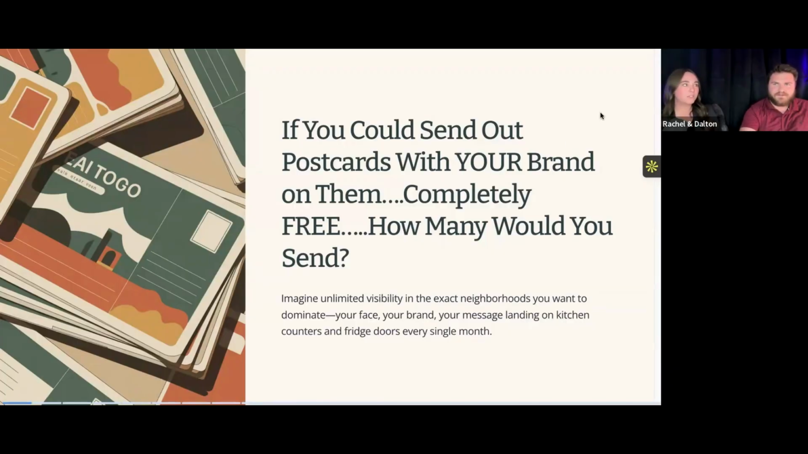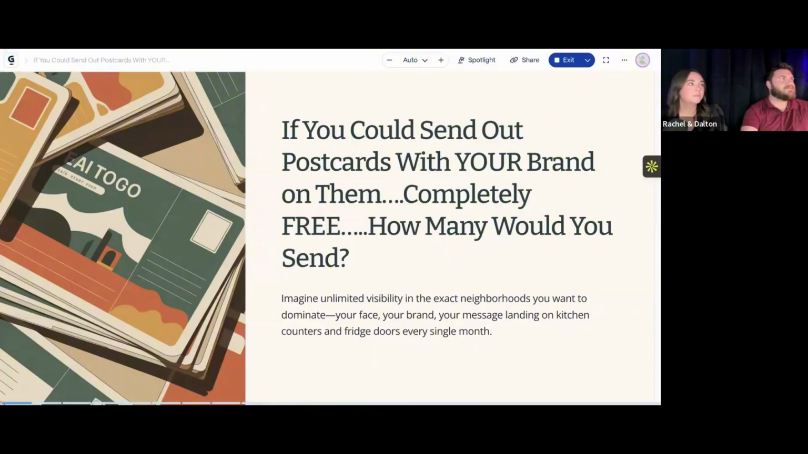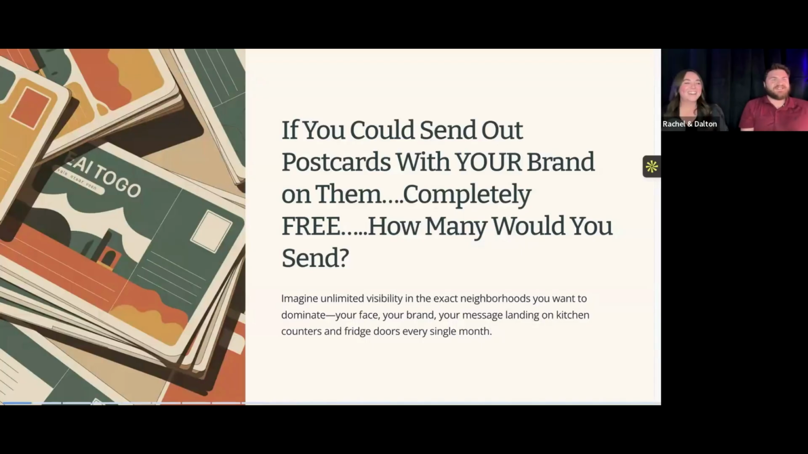Okay, so I just want to start this off with a question that I love to ask everybody when we're talking about this. If you could send out postcards with your brand on them completely free, how many would you send? And I want you guys to put in the chat. Let's see, infinite, 5,000 plus, millions, all of them. Those are great answers. Okay, good. You guys are on the right track. I love those big numbers, unlimited, infinite, billions. Perfect answers.